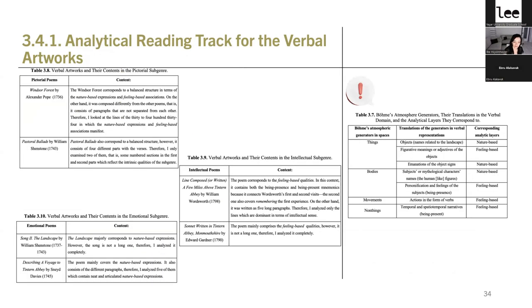As I previously and briefly mentioned, if we were to translate Böhme's generators into the structure of the verbal artworks, we may find the representation of the objects in verbal respect, with the names of the objects instead of things and bodies. The names representing the objects, that is related to the landscapes with their figurative meanings, or adjectives and emanations, refer to the things, while the subjects or myths with their personifications and feelings in that very text refer to the bodies.